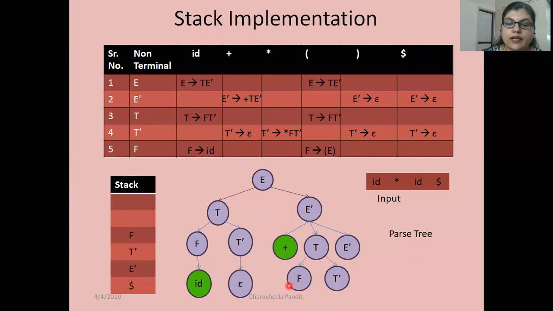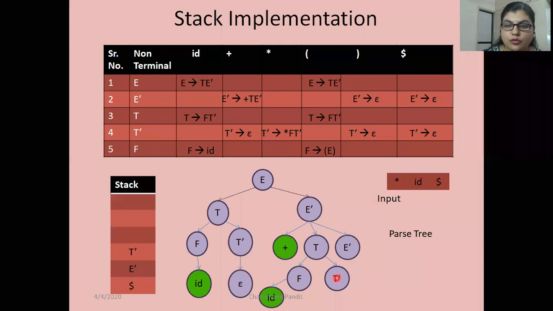Now here again we have to expand F. So F row and ID column. F gets expanded to ID. Now again this is a terminal, so it won't get expanded further. So we have to see the expansion of T'. And here ID got the matching input symbol. So we will have to search for the next input symbol. We have to expand T' for the next input symbol.